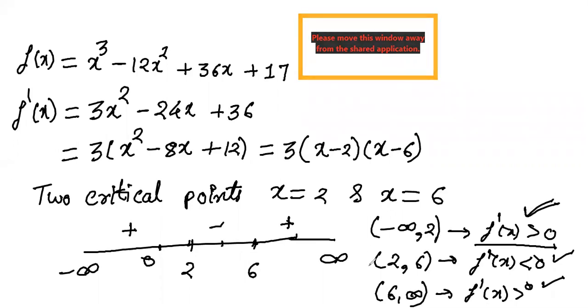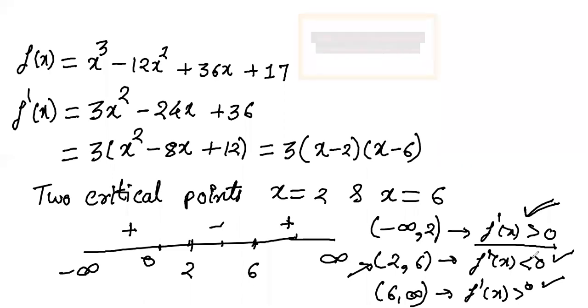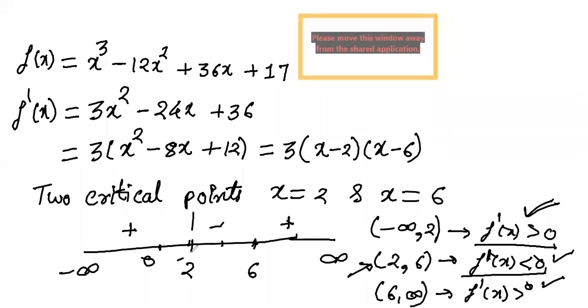Then from 2 to 6, 3 is in between. So 3 minus 2 is 1, 3 minus 6 is negative. So f dash x will be negative between 2 and 6. And from 6 to infinity, let us say the value is 7. So 7 minus 2 is 5, 7 minus 6 is 1. So this value is positive. So f dash x is positive from 6 to infinity, and positive from minus infinity to 2. So both times the function is increasing, and from 2 to 6 the function is decreasing.